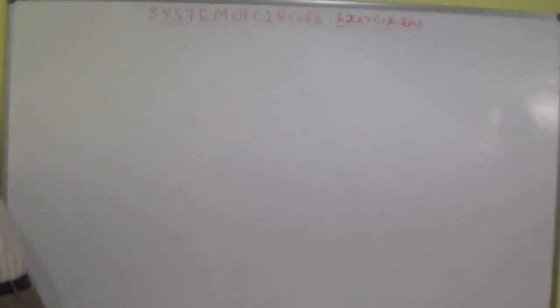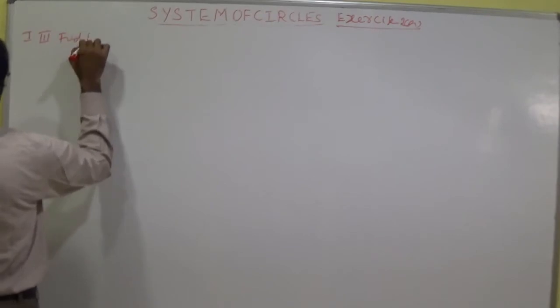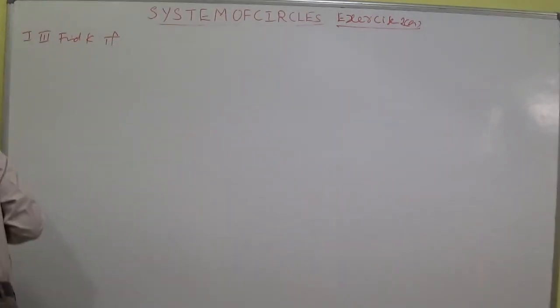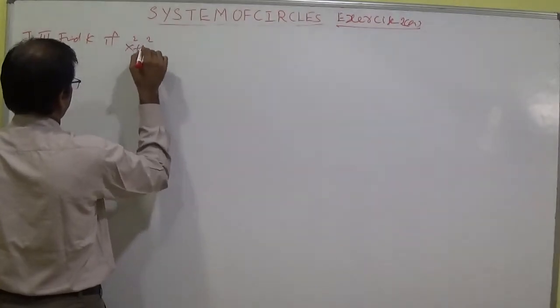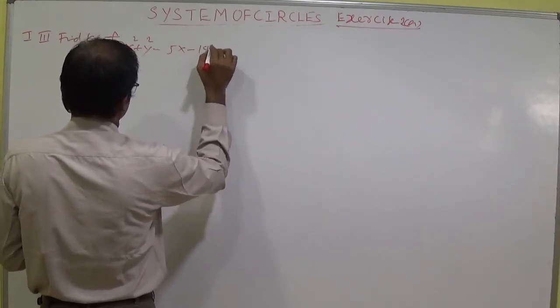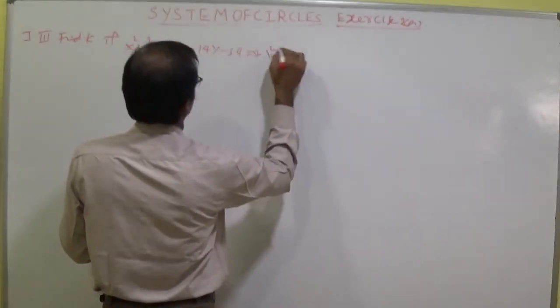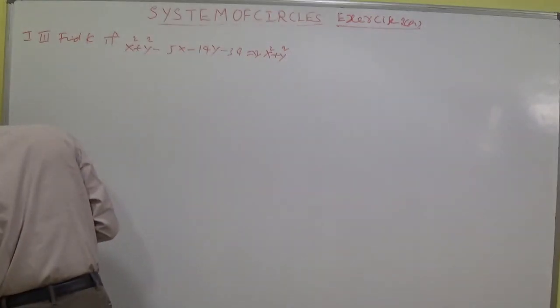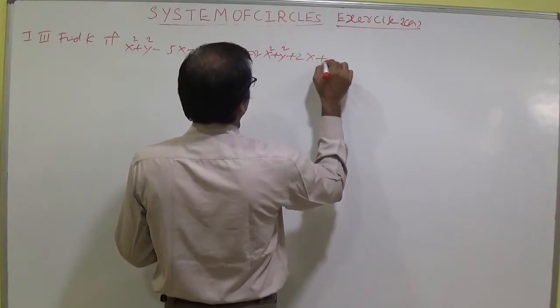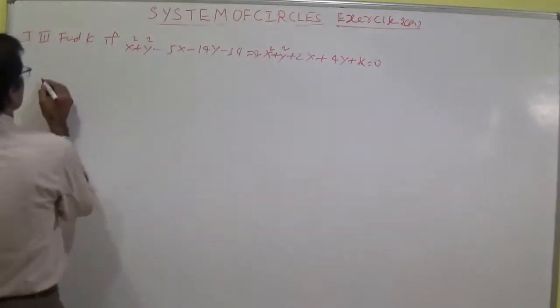Exercise 2a, Roman number 1. Find k if the following pairs of circles are orthogonal. x square plus y square minus 5x minus 14y minus 34 equal to 0, and x square plus y square plus 2x plus 4y plus k equal to 0 are orthogonal.